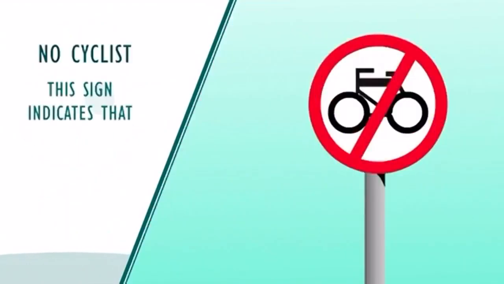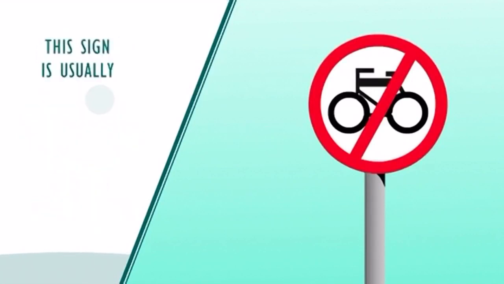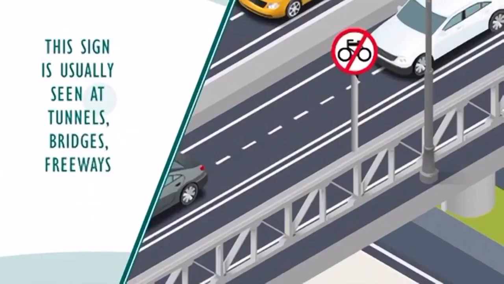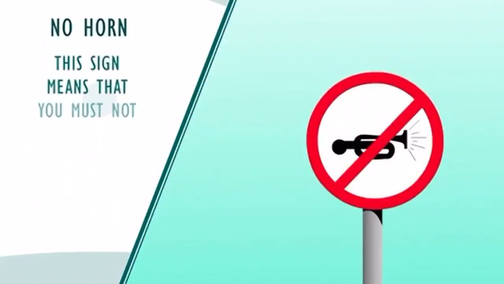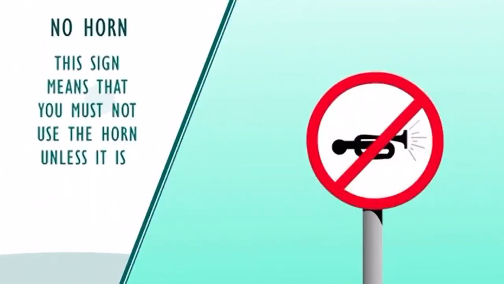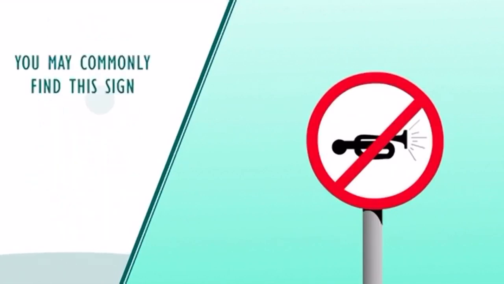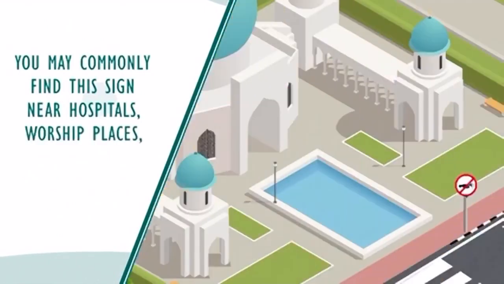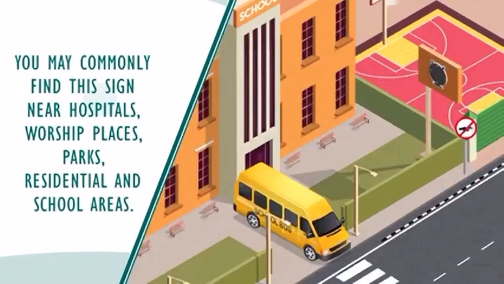This sign indicates that cyclists are not allowed to ride in that zone. This sign is usually seen at tunnels, bridges, freeways, and near tram tracks. This sign means that you must not use the horn unless it is very important to avoid a hazard. You may commonly find this sign near hospitals, worship places, parks, residential, and school areas.